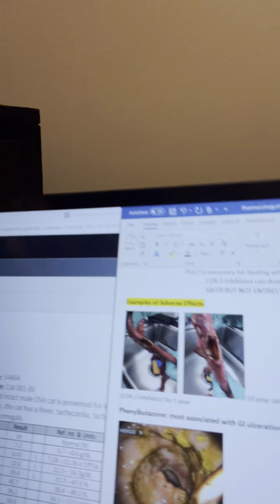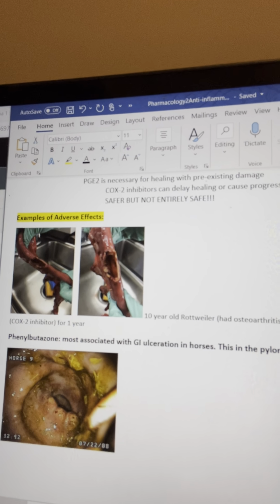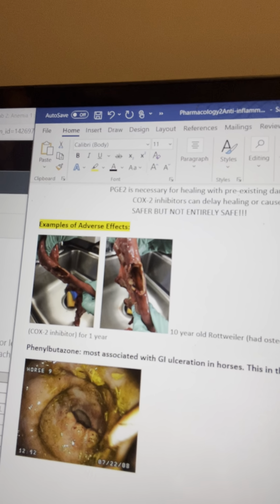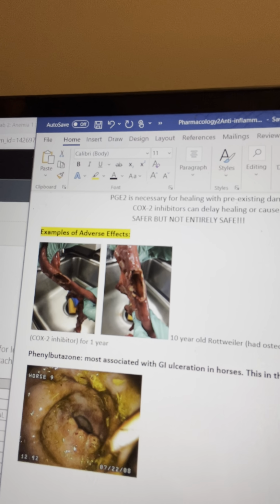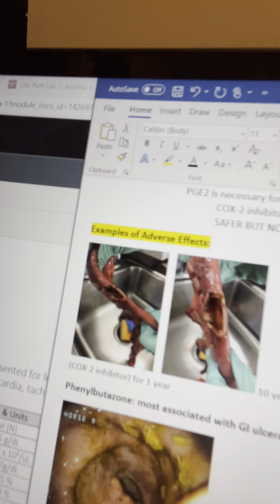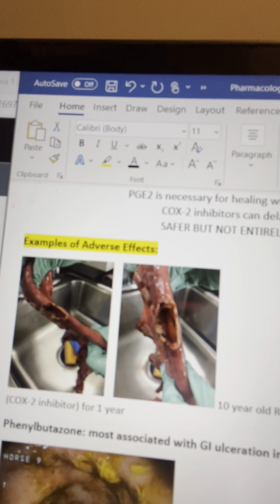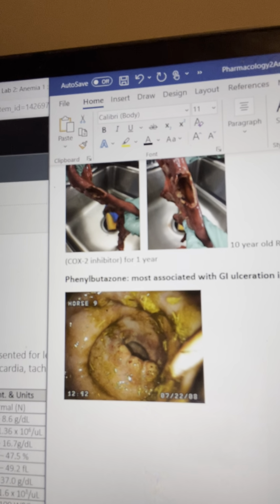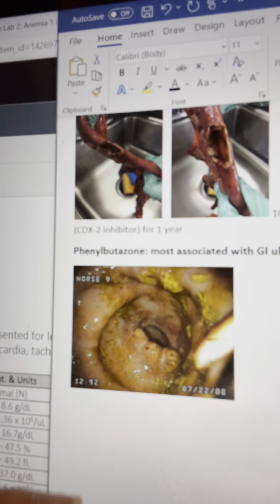So she gave us a few examples of the adverse effects. This is a duodenum. This is a 10-year-old Rottweiler, which had osteoarthritis. It was on deracoxib for a year, which is a COX-2 inhibitor. And as you can see, there's a big hole in the duodenum. And then the next picture is a horse that was taking phenylbutazone. There's a big hole right there. This is the pylorus of the stomach, and there's a giant hole caused by taking phenylbutazone.